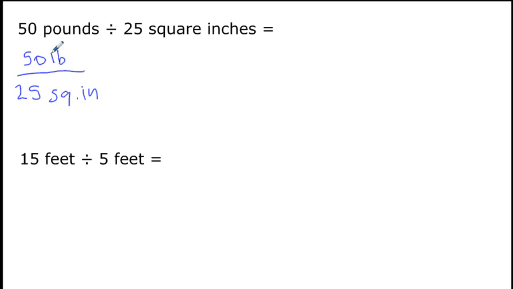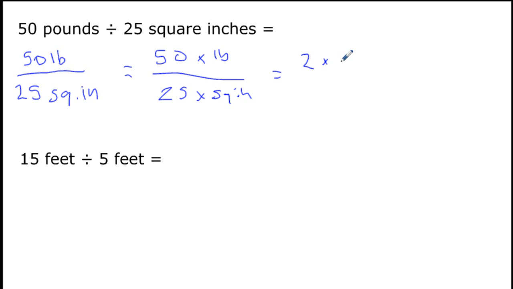So this is really just a matter of simplifying this fraction. You can think of this as 50 divided by 25, or you could think about this as just 50 over 25 and simplifying that. So if you do that, you would get 50, and I'll just leave my units. It's 50 times a pound, and 25 times a square inch. So if we simplify this, we can really just say this is 2 times a pound over 1 times a square inch.